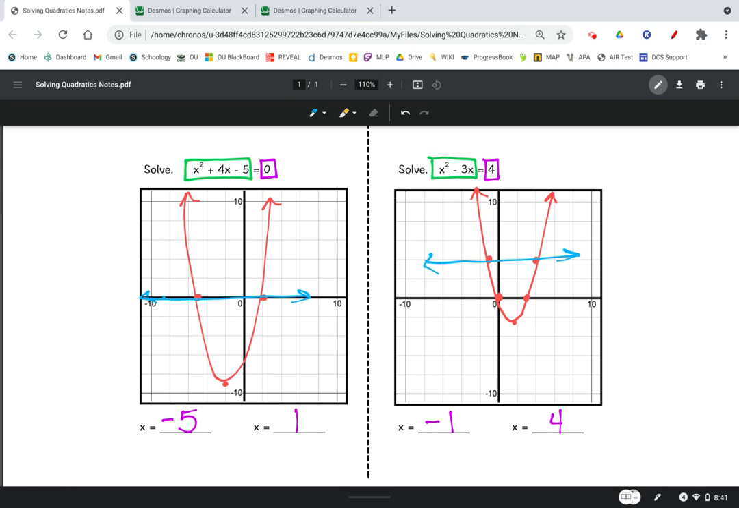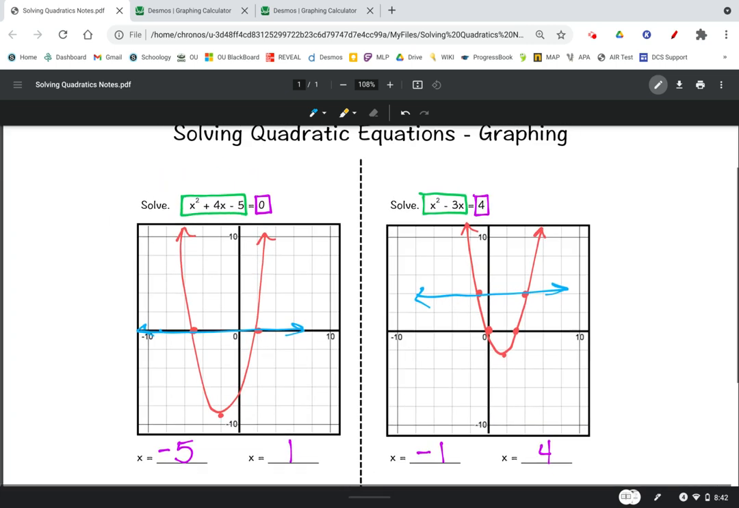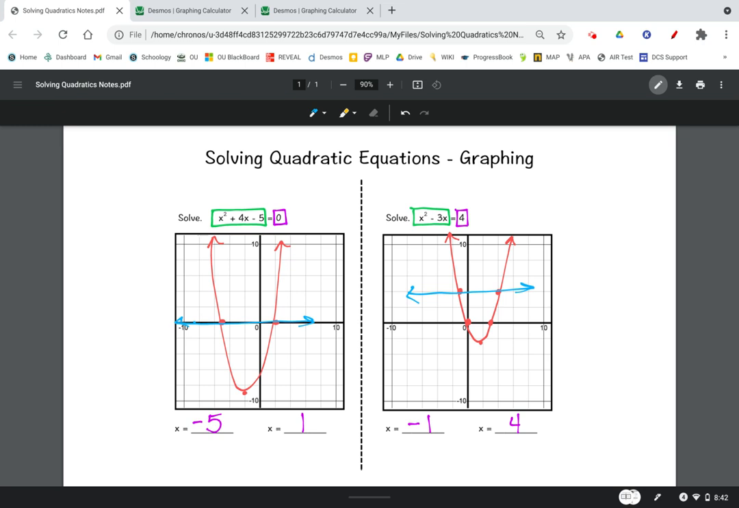Okay, and there you have it. That is how you solve quadratics using Desmos. Guys, use the tools that we provide you. It is going to save you a lot of time.